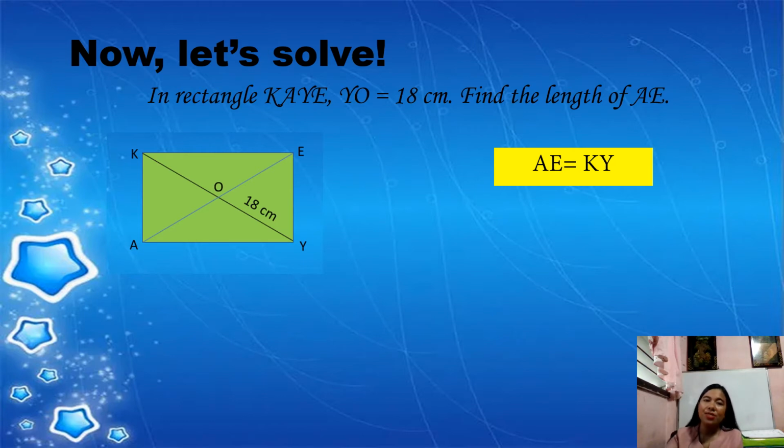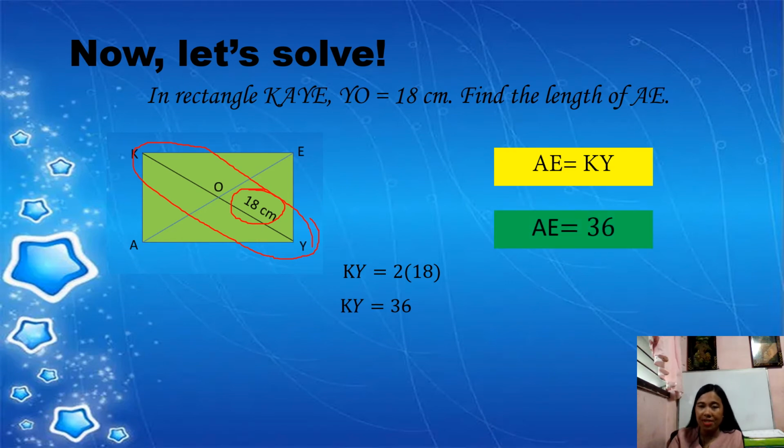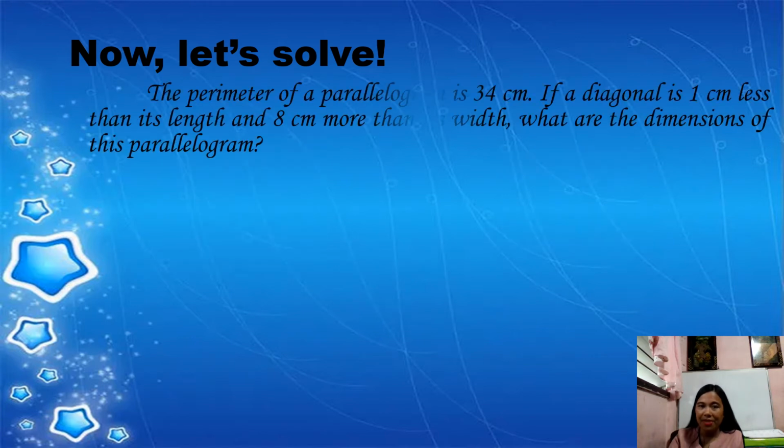Alright, so since the given is from KY, we need to find the value of KY. And since we have a given here of 18, we have to multiply 18 by 2 to get KY. Now 2 times 18 is 36. And if AE is equal to KY, therefore AE is also 36. Okay? Easy. Let's have another problem.